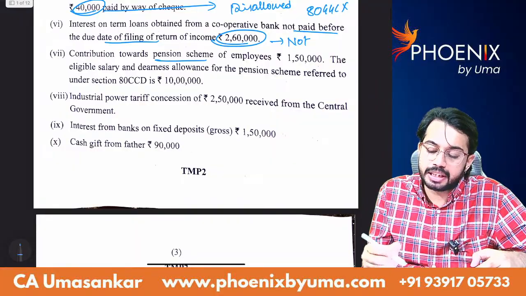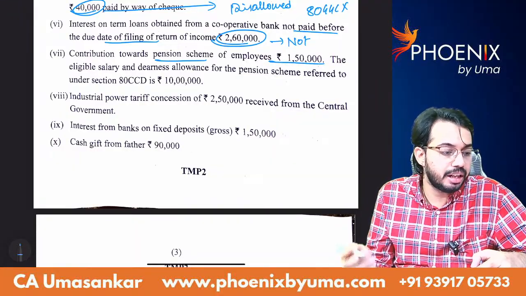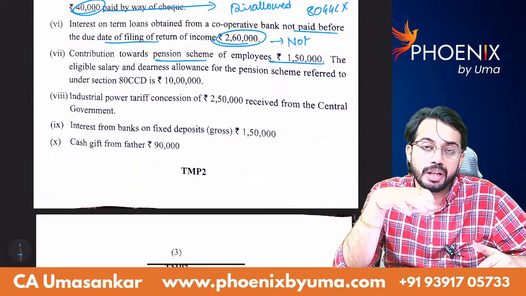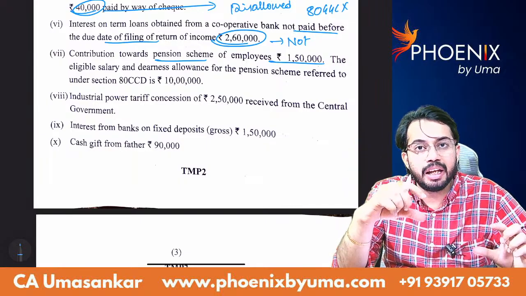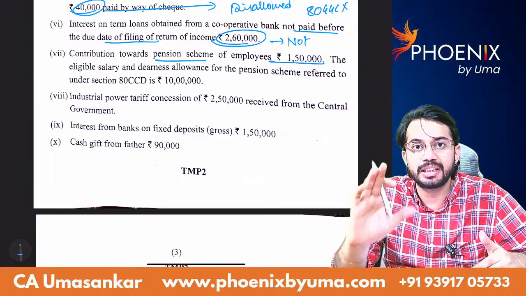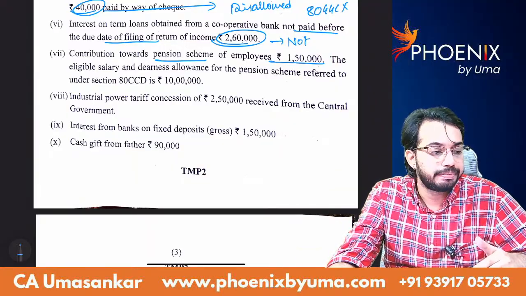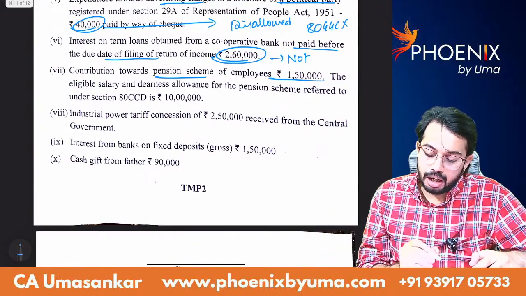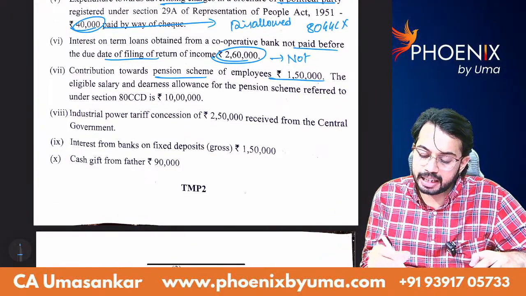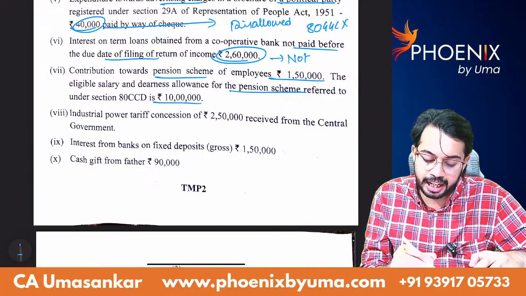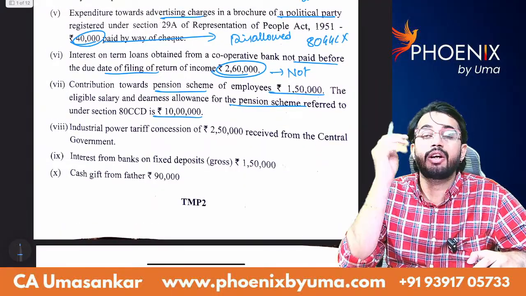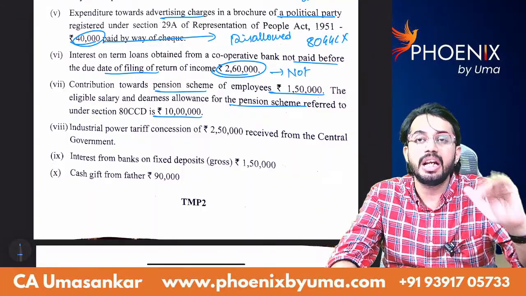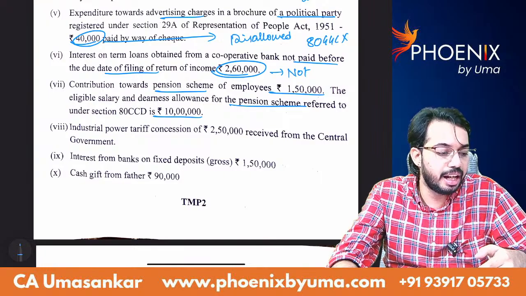Contribution towards pension scheme of employees 1,50,000. Ujjwal 25,000 or 50,000. I feel it is zero because generally if they are resident senior citizens, then only 50,000 deduction is available. In the eligible salary and dearness allowance for pension scheme referred to under section 80CCD. See, contribution by employer to pension scheme up to 14% allowed as deduction. Beyond 14% it is to be disallowed.